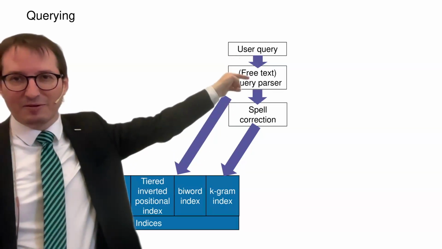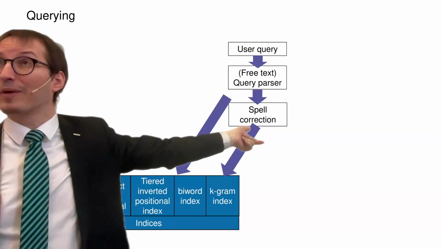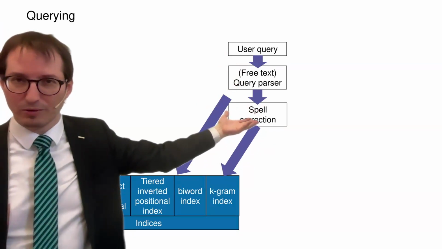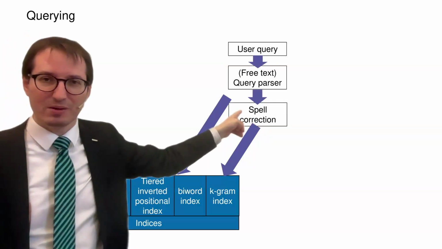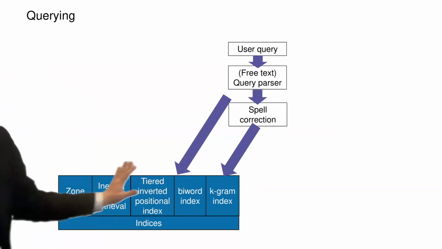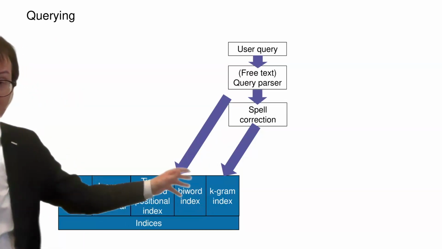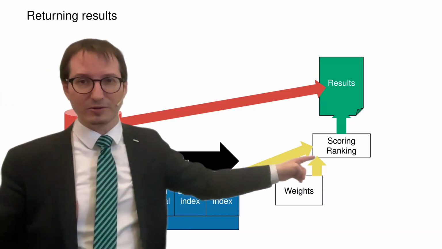Then the query arrives, so you have to parse the query, depending on the query language you use, maybe with spell correction. You also know how to do that: the permuterm index, the k-grams, and so on. Also, based on the Soundex algorithm, you can do some spell correction. And then you can query one or more indices, it doesn't have to be just one. You can use all the indices you want in order to return results.